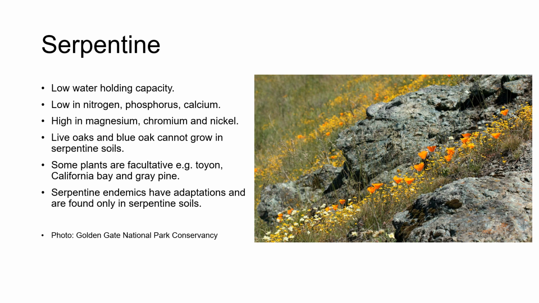Serpentine soils also contain high levels of the heavy metals nickel and chromium, which can both be phytotoxic. The result of this unusual combination of minerals is that some plants can't grow in these soils. Live oaks and blue oaks are good examples. Plants that do grow in serpentine soils are often stunted. The exceptions are the large number of serpentine plant endemics, which have developed adaptations to the unique chemical properties of these soils and grow nowhere else.